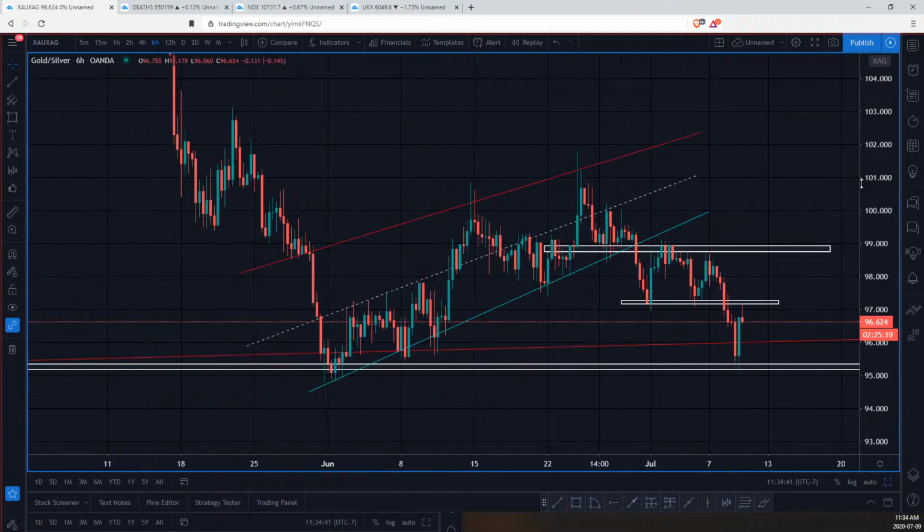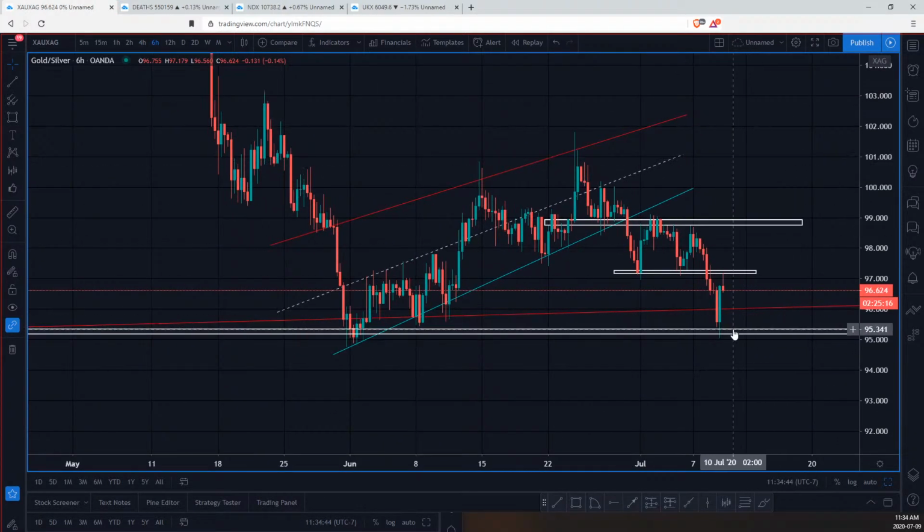All right, quick look at the gold and silver chart here. So we hit the minor level of support at around 95.